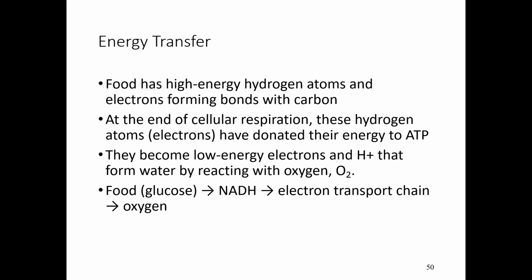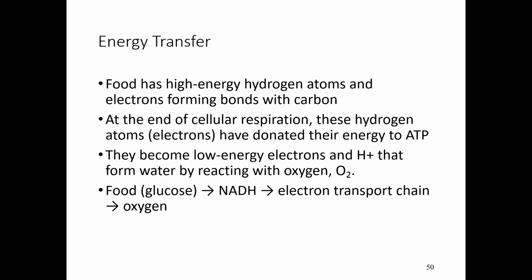So a molecule of glucose has a lot of potential energy. And when we're done with it, we transfer that all to ATP. The hydrogens and electrons have to go somewhere, and they are grabbed by the oxygen that's present. We form water, and we now have energy to use briefly.